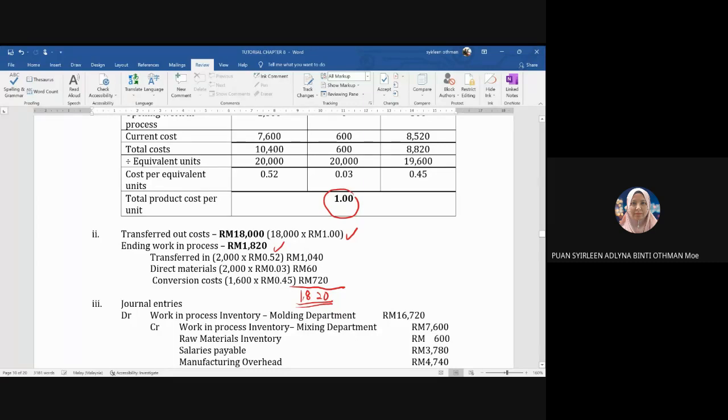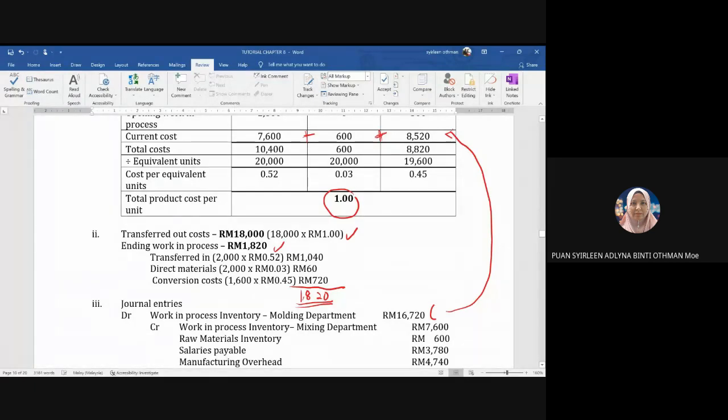Okay. And then you are supposed to write the journal entry. That means kita akan calculate based on current costing sahaja. Okay, for the molding department. Okay, so current cost untuk molding ialah 7,600 plus 600 plus 8520. Okay, so yang ni dapat dari sini. Okay, 7,600 plus 600 plus 8520. So saya dapat 16,720.